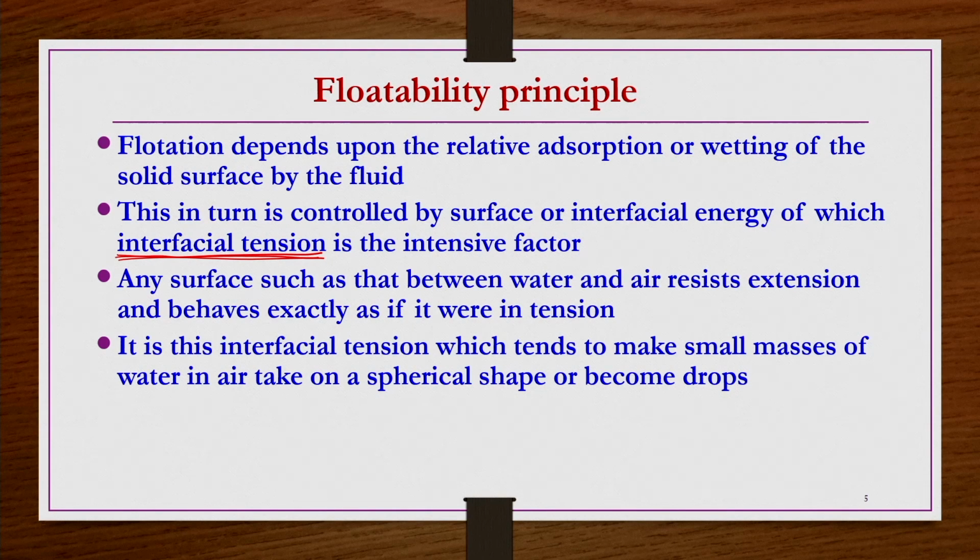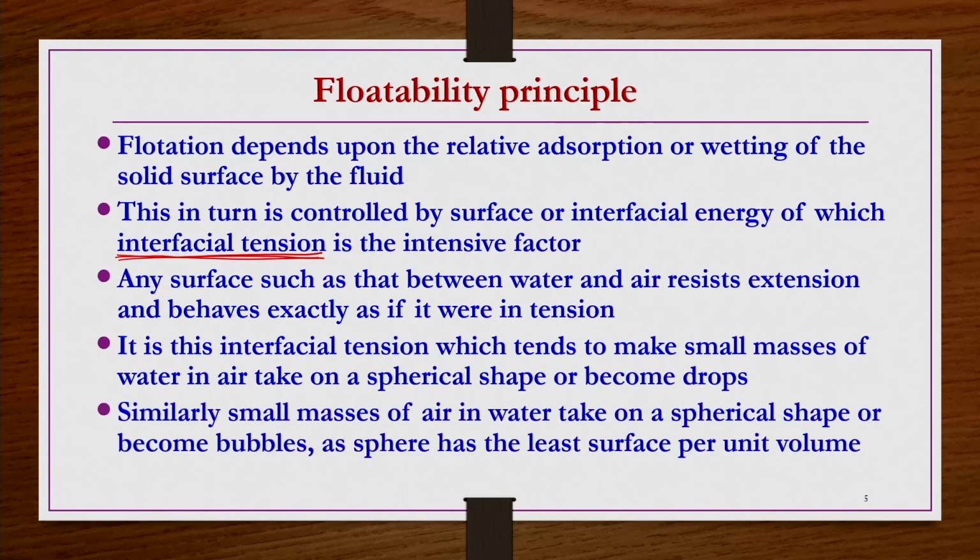So, it is this interfacial tension which tends to make small masses of water in air take on a spherical shape or become drops. Similarly, small masses of air in water take on a spherical shape or become bubbles, as a sphere has the least surface per unit volume. This is the reason.